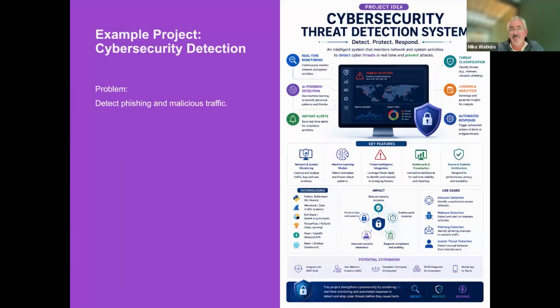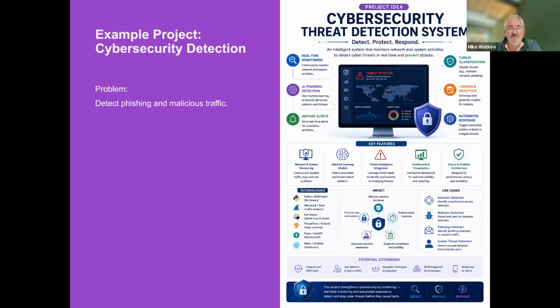So another example might be some kind of cybersecurity detection system. So you're interested in cybersecurity. Maybe your degree is cybersecurity related or network related, so you're interested in threat detection. Part of the key things really are, what does that mean? You've got threat detection, and then you've got threat avoidance, where you're trying to mitigate any threat.